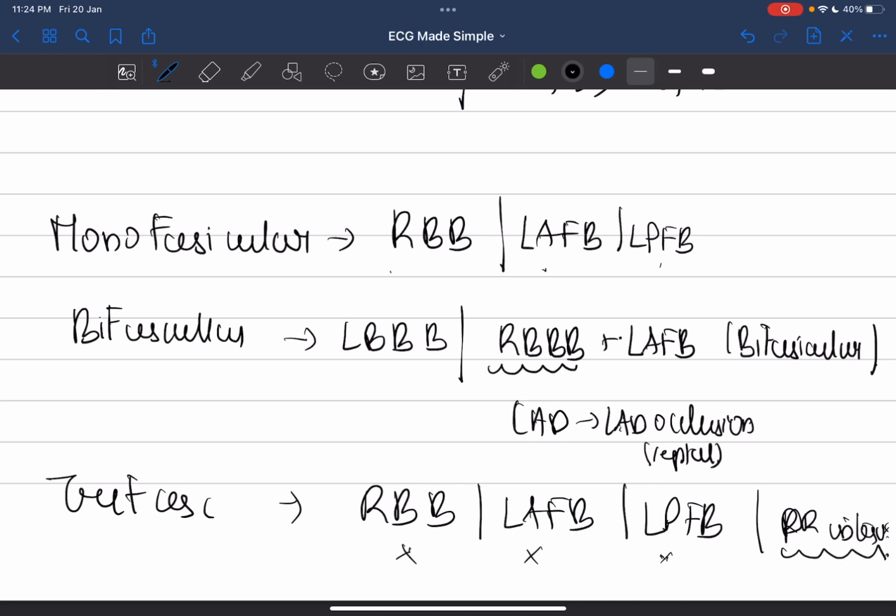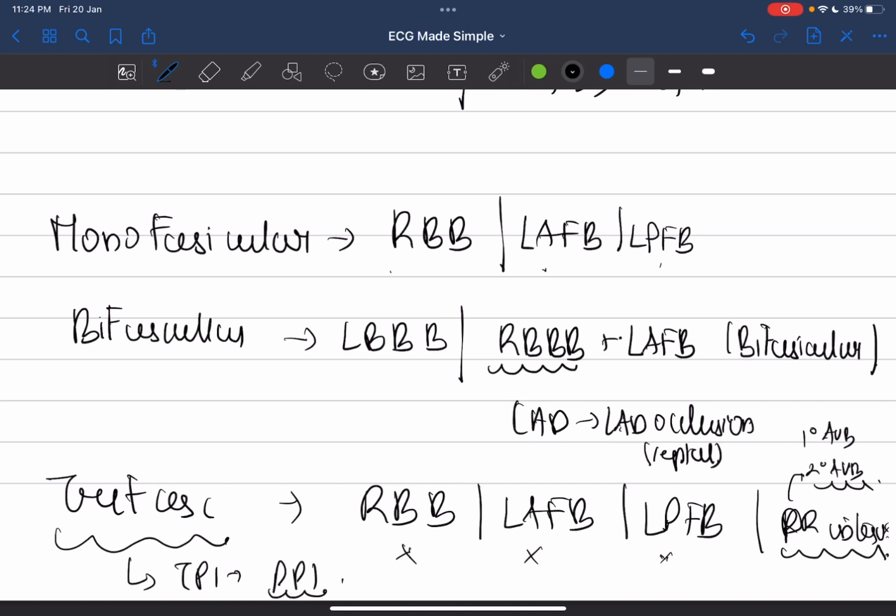If there is a prolongation of the PR interval in the form of first degree AV block or second degree AV block, then this will indicate there is a high chance of developing into complete heart block. In any trifascicular block, if the patient is hemodynamically unstable, put the patient on TPI and plan for a permanent pacemaker if the cause is irreversible.